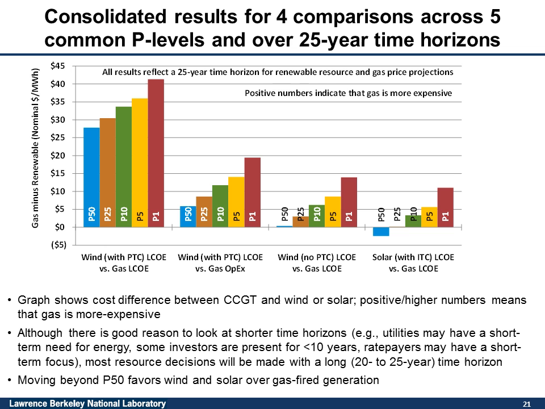Finally, although there is good reason to vary the time horizon along the x-axis and to consider shorter time horizons, as I've done in the previous graphs, for the most part, resource decisions are made with a fairly long-term time horizon in mind. So with that in mind, and in an attempt to consolidate results from all four comparisons that I've made onto a single graph, here is a bar chart showing the cost difference between gas and renewable generation over the full 25-year time horizon. No real surprises here, given what you've already seen on the previous slides.